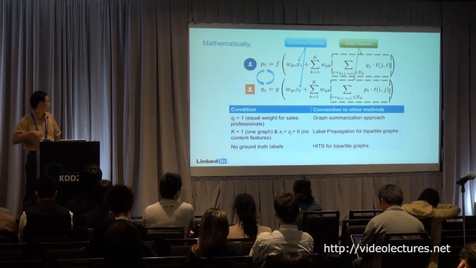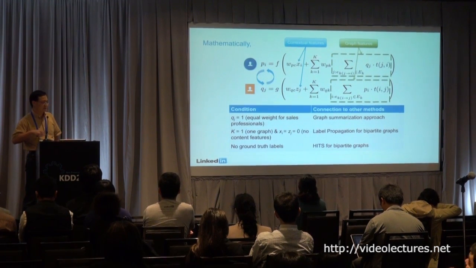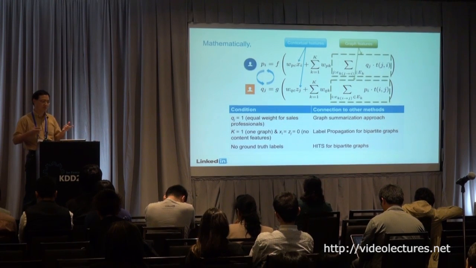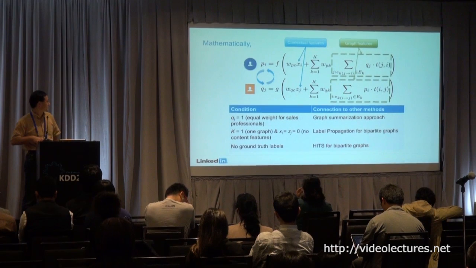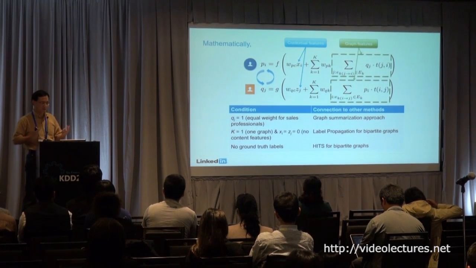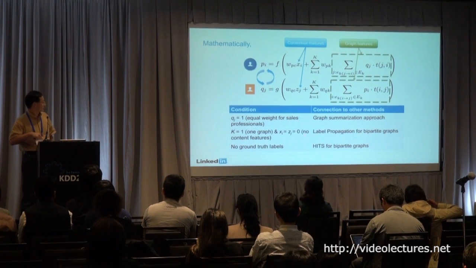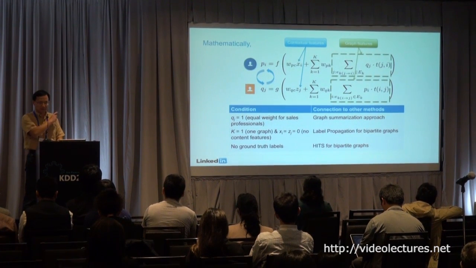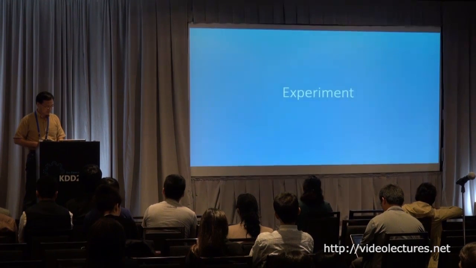And if you fix K to be 1, there's only one graph, and you allow 0, so there's no other features besides the graph, then this is a special case of the label propagation algorithm. It's a bipartite graph label propagation. You propagate labels only; there are no features that I need to learn. If you don't have any ground truth, this is a special case of HITS for bipartite graphs. So it's a nice extension of other algorithms that have been used by a lot of people. This summarizes the key learning approach.